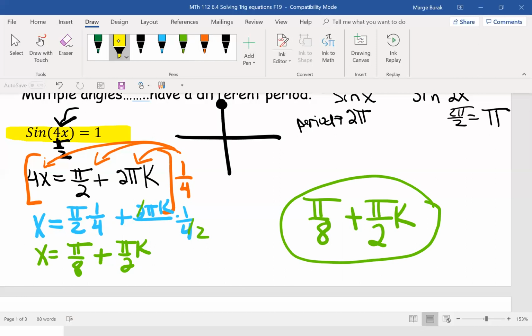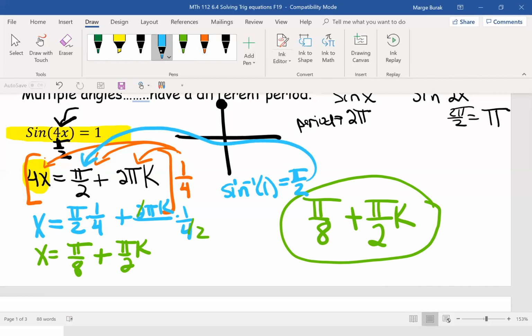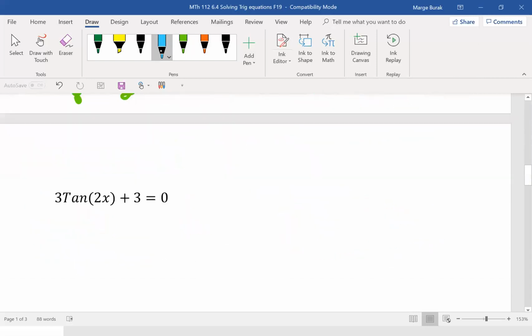So let me just summarize this. When you have a multiple angle, you take your multiple angle and set it equal to the value that you know has a sine of 1. So basically, sine inverse of 1 would give me pi over 2. And then I would take that value, and don't forget to add the period for the function. Let's do another one of these.